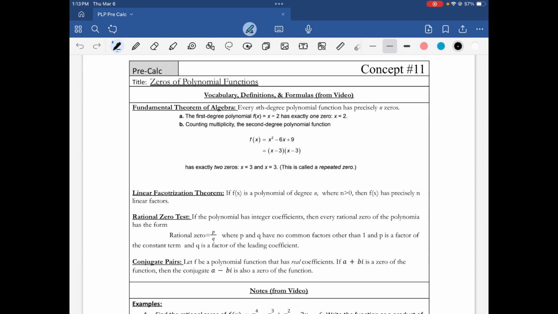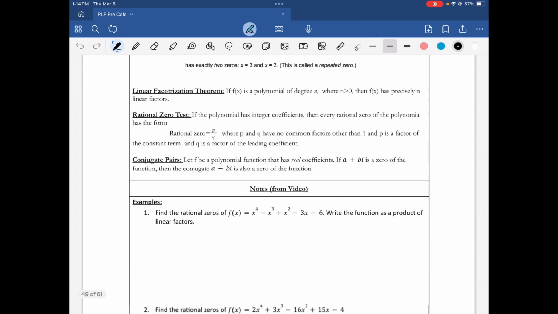The linear factorization theorem: if f of x is a polynomial of degree n, where n is greater than 0, then f of x has precisely n linear factors. The rational zero test: if the polynomial has integer coefficients, then every rational zero of the polynomial has the form p over q, where p and q have no common factors other than 1, and p is a factor of the constant term, and q is the factor of the leading coefficient.